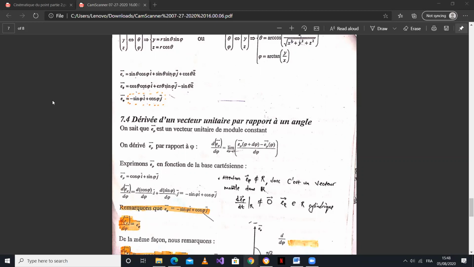You said we differentiate with respect to theta. According to me, that should be the derivative in the direction of e_r, or the theta should be cos theta cos phi i plus cos theta sin phi j, then minus sin theta k, the direction k. Okay, that's very good.